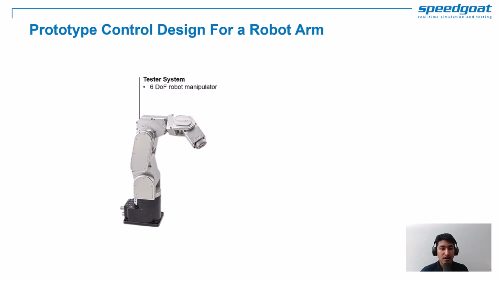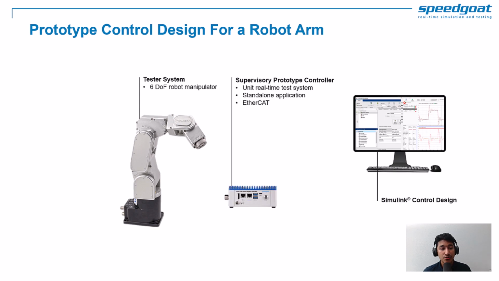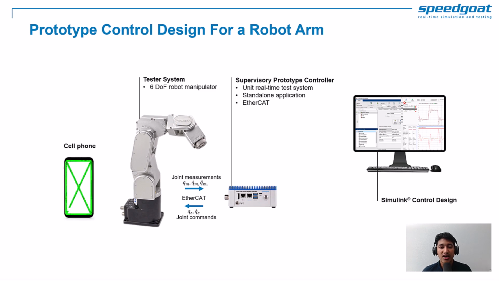We have here a robot arm with 6 degrees of freedom. We design the controls in Simulink and deploy to the Speedgoat real-time target machine acting as a prototype controller. This prototype controller communicates with the robot arm using the EtherCAT interface. The robot arm is used to provide a touch on the cell phone in a particular pattern. This feedback is used to test and optimize the control design.